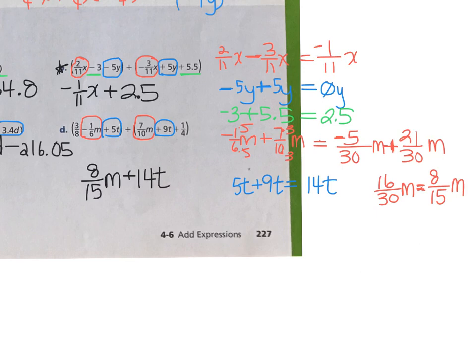And then last but not least, I have some fractions. I have the fraction 3/8, and I'm going to add to that 1/4. Well, I don't need to change the 3/8 because I can make the 1/4 into 2/8 by multiplying both parts by 2. And 3/8 and 2/8 makes 5/8. So my simplified expression is 8/15 m plus 14t plus 5/8.